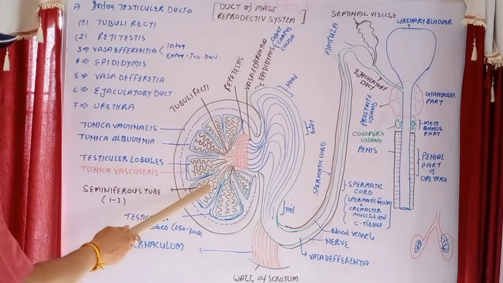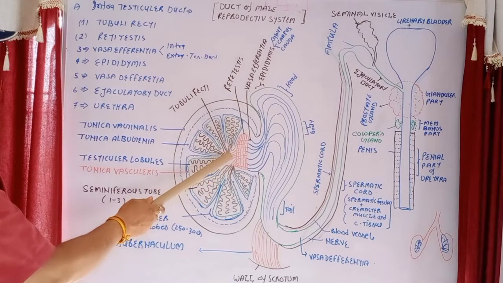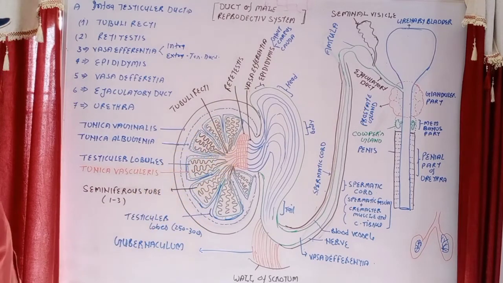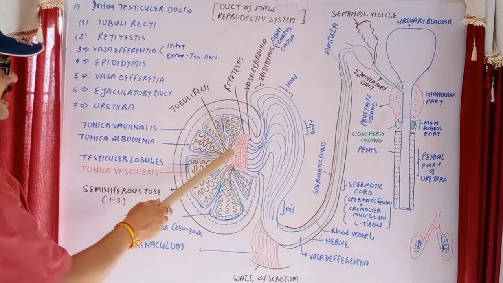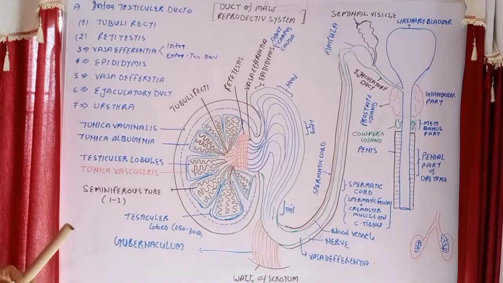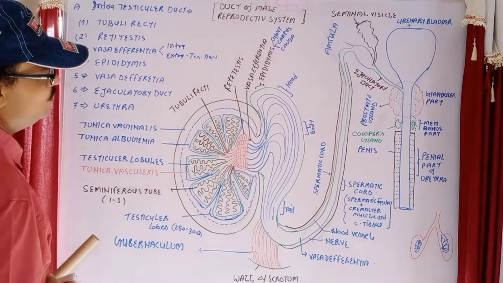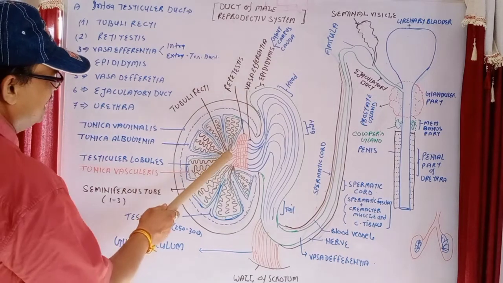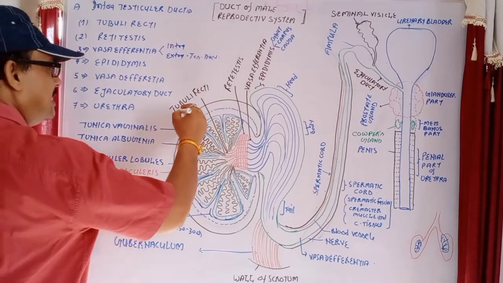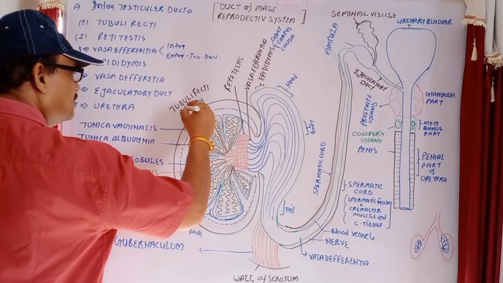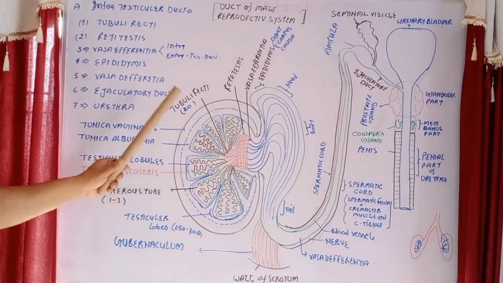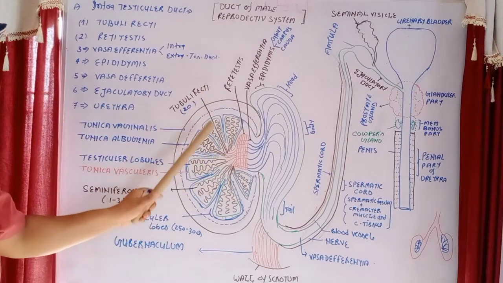So the seminiferous tubules produce sperm. When sperm come out from the seminiferous tubules, these seminiferous tubules unite and make straight tubes. These straight tubes are known as tubuli recti, and their number is approximately 20.